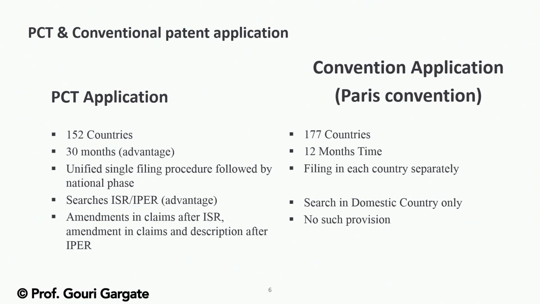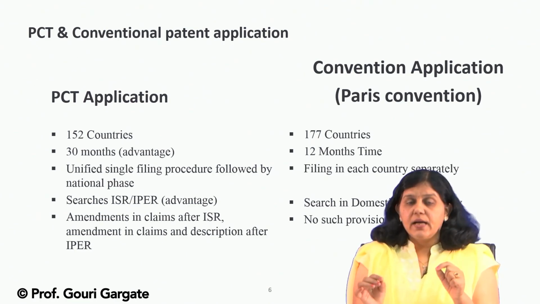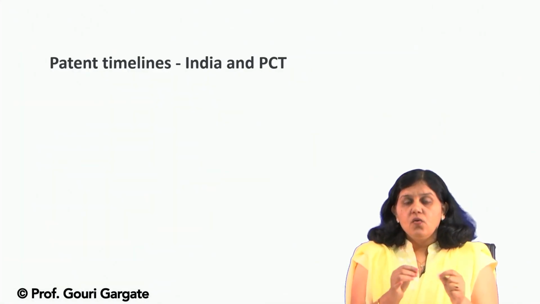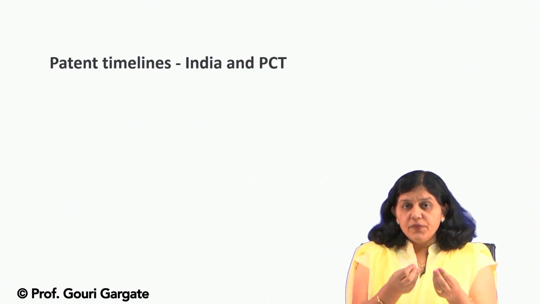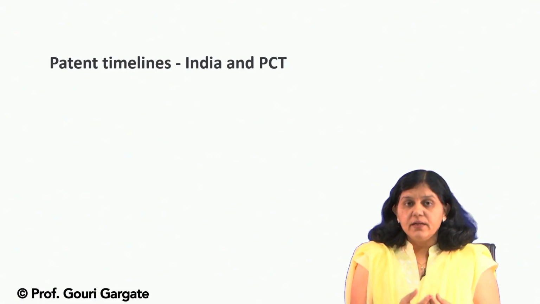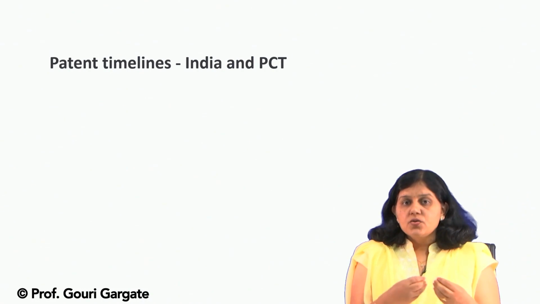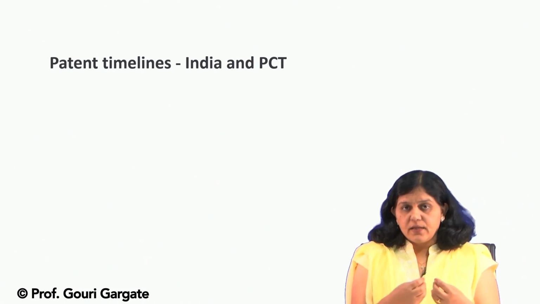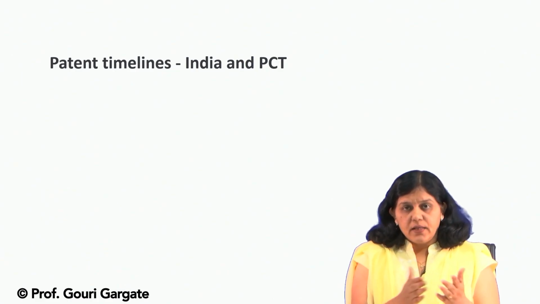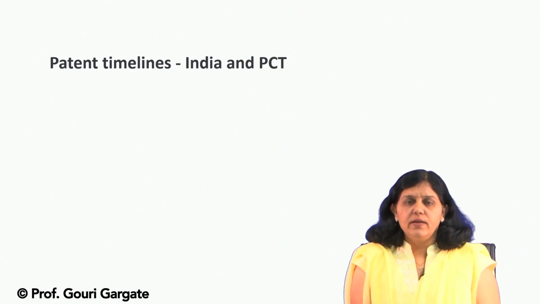One more important advantage when we see the PCT and conventional is that, because of this time difference, if there is any market identification, or if you want to make some arrangement related to funds, because when you are filing patents in many countries you will require funds, for that you get the time of 30 or 31 months, and in conventional you have only the 12 months. So, that is one more difference.